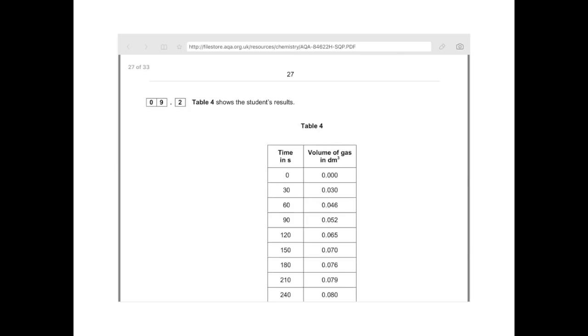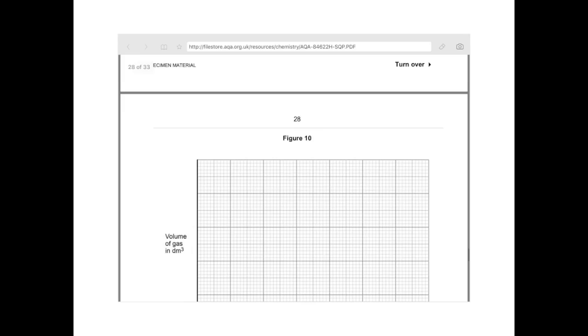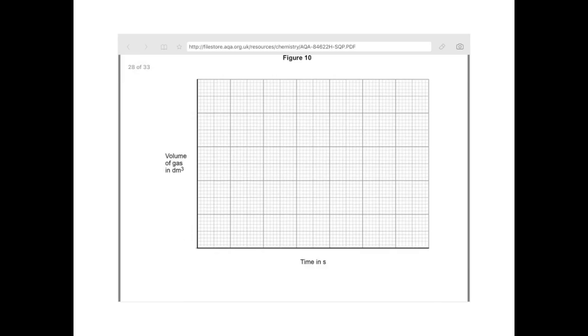9.2, table 4 shows the student's results. I feel a graph coming on. On figure 10, plot these results on the grid, draw a line of best fit. So make sure you're occupying as much of the graph paper as possible. They've told us that time in seconds needs to go along the x-axis. So looking back at the numbers, I've got to plot a 0 here, and then to make sure it all fits, I'm going to go each little square will be 30. Oh, look, I'm running out of space already.